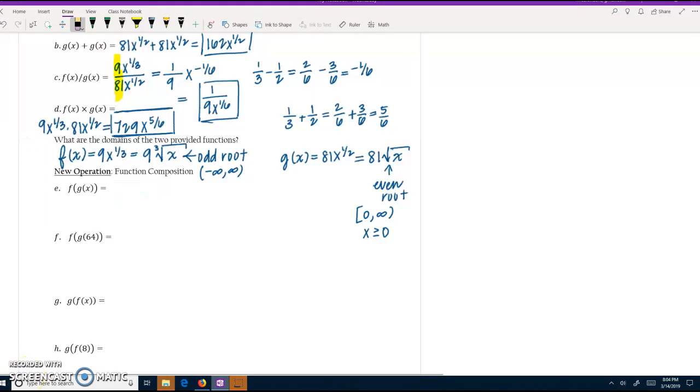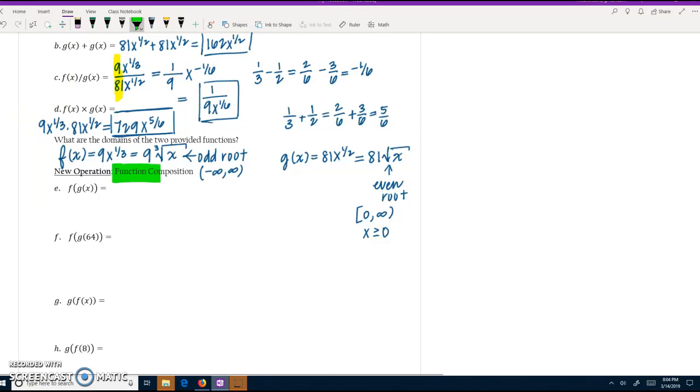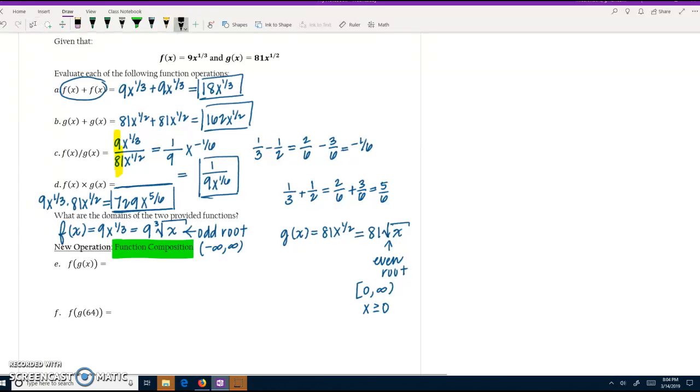Alright guys, we had just left off on finding the domain of the two functions we were provided. And so the last operation that we have to do from these problems is the function composition of the two fractional exponent functions. So the first operation that we encounter asks us to identify f of g of x.